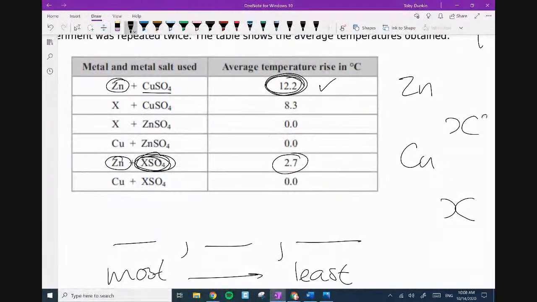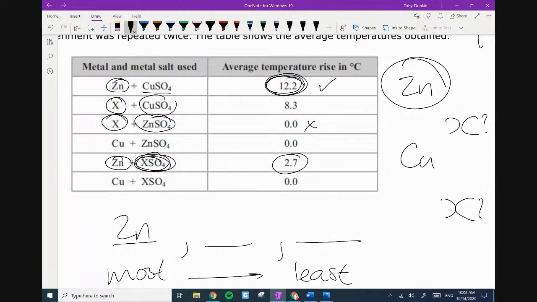But what we do know is that zinc is the most reactive. We can add that to the list. So zinc's the most reactive. Next, where's copper and X? Now, if we look at X and zinc, there's no reaction. That makes total sense. X is below zinc. That confirms that. Then we can say, what about X and copper sulfate? Oh, that's reacted. What that means is X is above copper. So that means that X now goes in here, and copper below it.